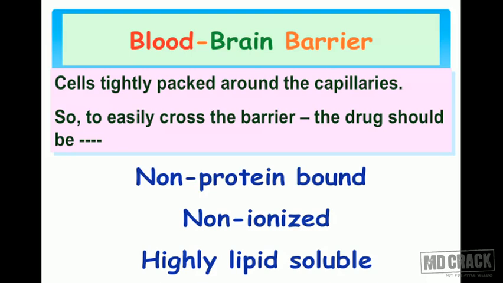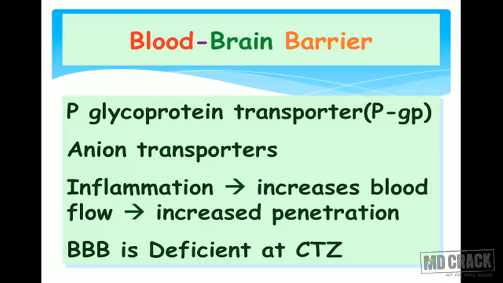What about the blood-brain barrier? I just mentioned the blood-brain barrier does not have big spaces in the capillaries. The cells are tightly packed around the capillaries. So if you want to cross this barrier, as I said, behave like a Roman in Rome. You have to be more non-protein bound. You have to be more non-ionized, and you have to be highly lipid soluble. I'll say it again. If the drug is highly lipid soluble, non-ionized, and non-protein bound, the drug is going to cross the blood-brain barrier easily.